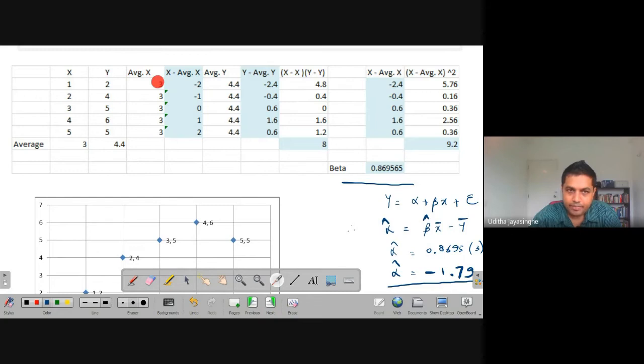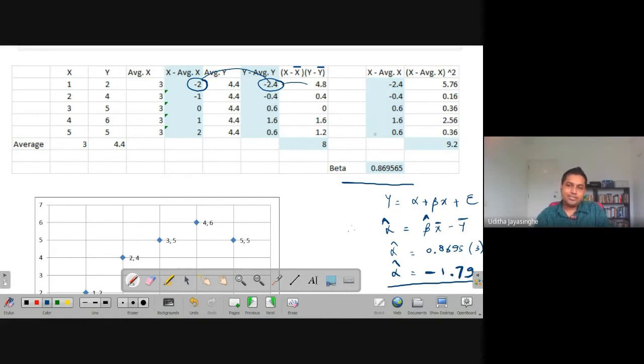X minus x bar. It's going to be -2, -1, 0, 3 minus 3, 0. Likewise, this is that particular column. Similarly, I put my averages for y also here, and I can calculate the y minus y bar also here. So what I've done here is I have calculated the x minus x bar multiplied by y minus y bar. Now this multiplied by this, see, -2 multiplied by minus 2.4 is plus 4.8.